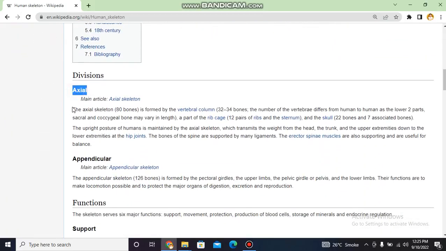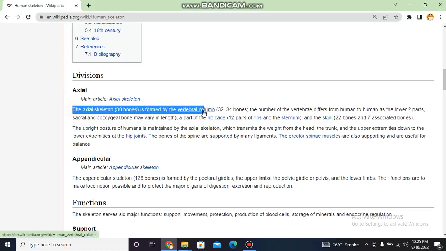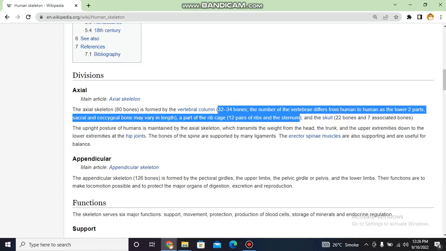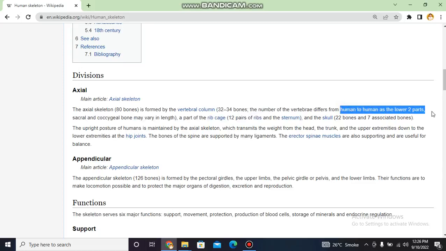Axial. The axial skeleton, 80 bones, is formed by the vertebral column, which has 32 to 34 bones. The number of vertebrae differs from human to human, as the lower parts, the sacral and coccygeal bones, may vary in length.